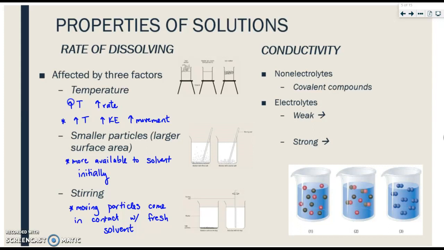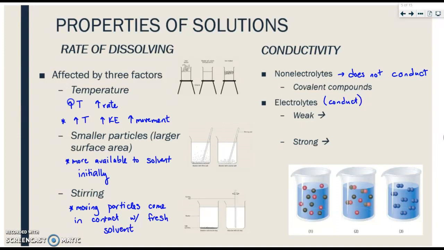Okay. Another property of solutions is conductivity. Sometimes solutions are going to be not conductive, and sometimes they will conduct. When a non-electrolyte is added to solution, such as a covalent compound which does not break into ions, it will not conduct electricity. Electrolytes, on the other hand, do conduct electricity, and there are two types. Okay, and salt will only conduct electricity when it's dissolved.